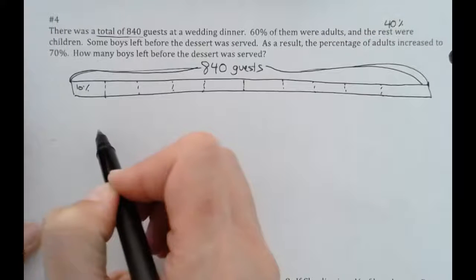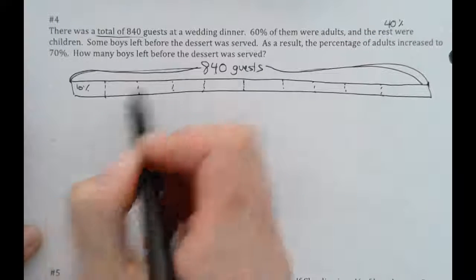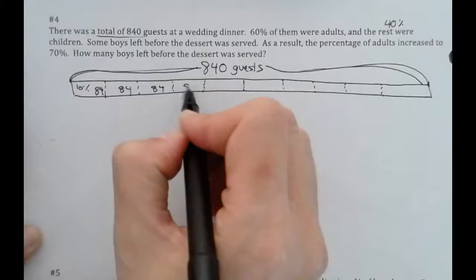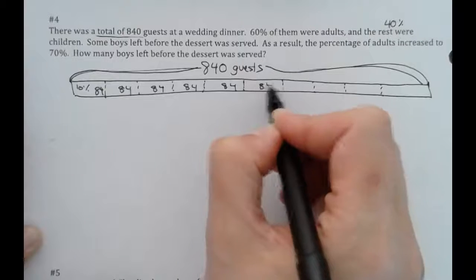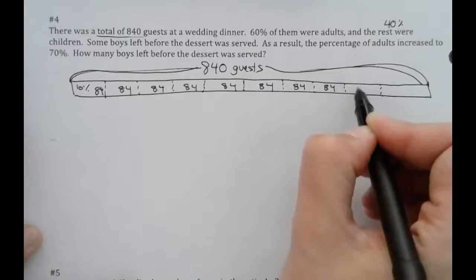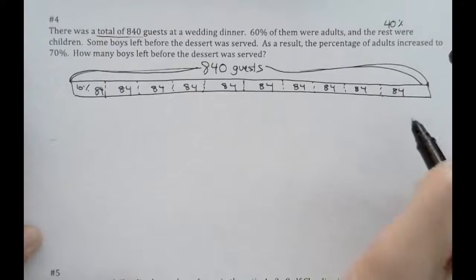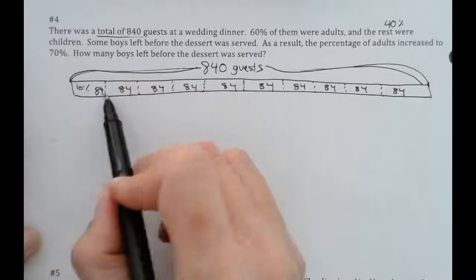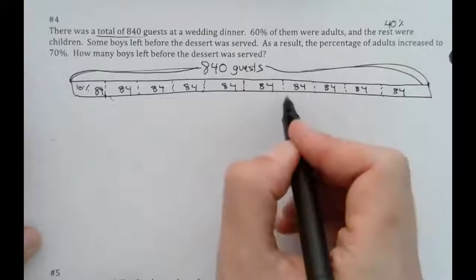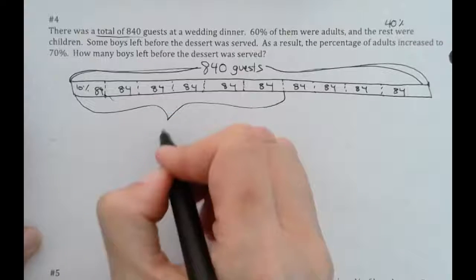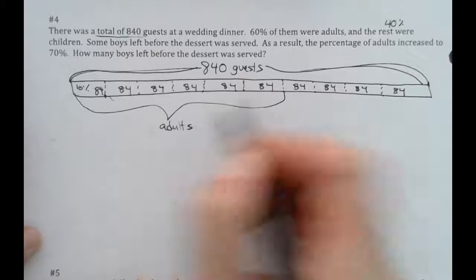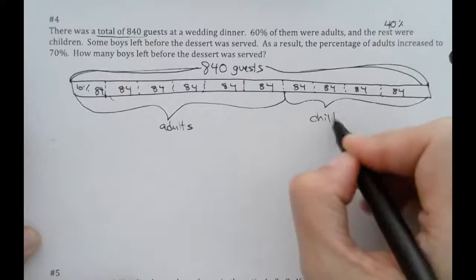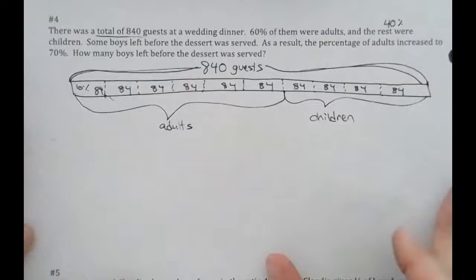I could write that on each one, but I won't. And hey, 10% of 840 is 84. So each of these units is 84 people. So 10 groups of 84 people are 840 guests altogether. Again, it says 60% were adults. So this is 10%. This is 20, 30, 40, 50, 60%. So I'm going to label these as adults, and these as the children. 60% adults, 40% children.